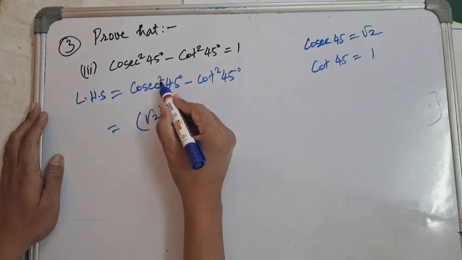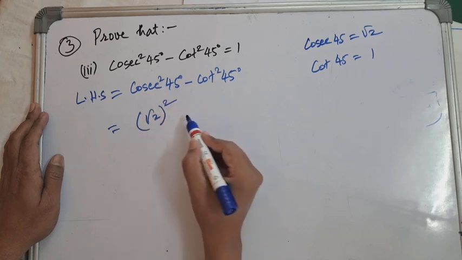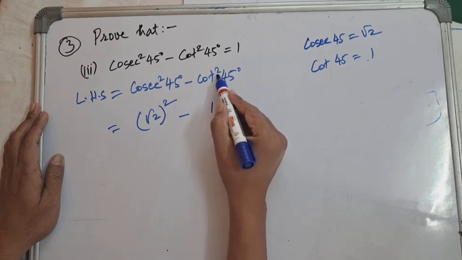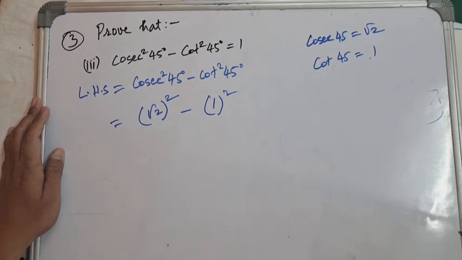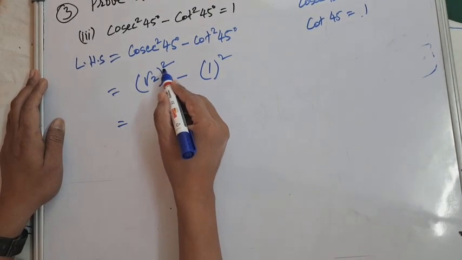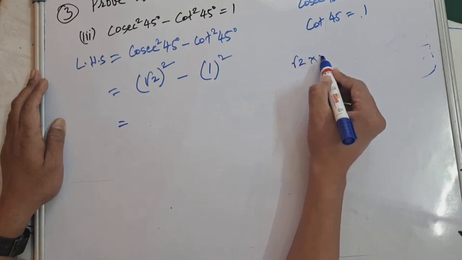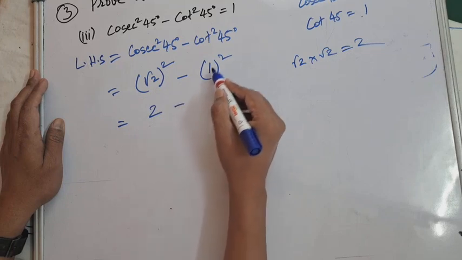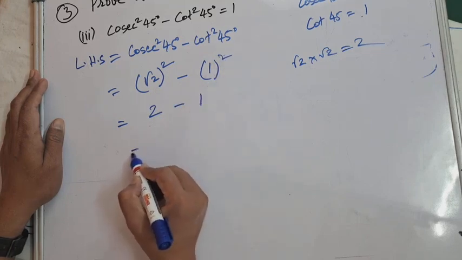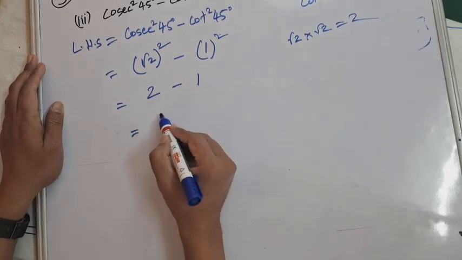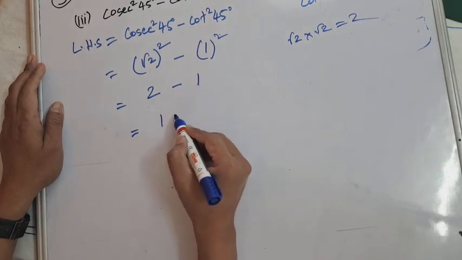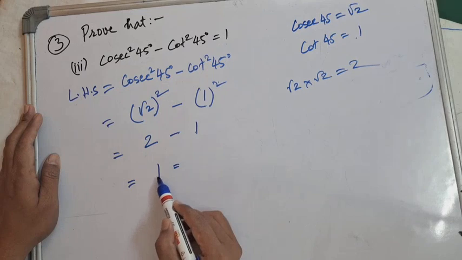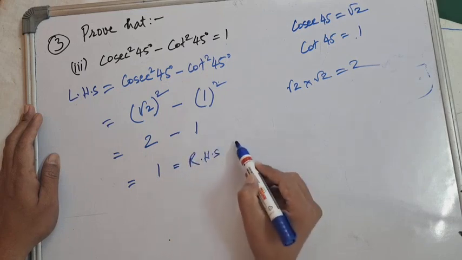So cosec 45 means root 2. We put square because we have a square here. Cosec square, isn't it? Minus cot 45. Cot 45 is 1, but we have a square here, so we need to put a square. So root 2 square. Root 2 square means root 2 into root 2, which is 2. Root 2 square is 2 minus 1 square. 1 square is 1. So 2 minus 1 will give us 1. So this is what we have in the right hand side, 1, isn't it? So this is equal to RHS. Hence proved.